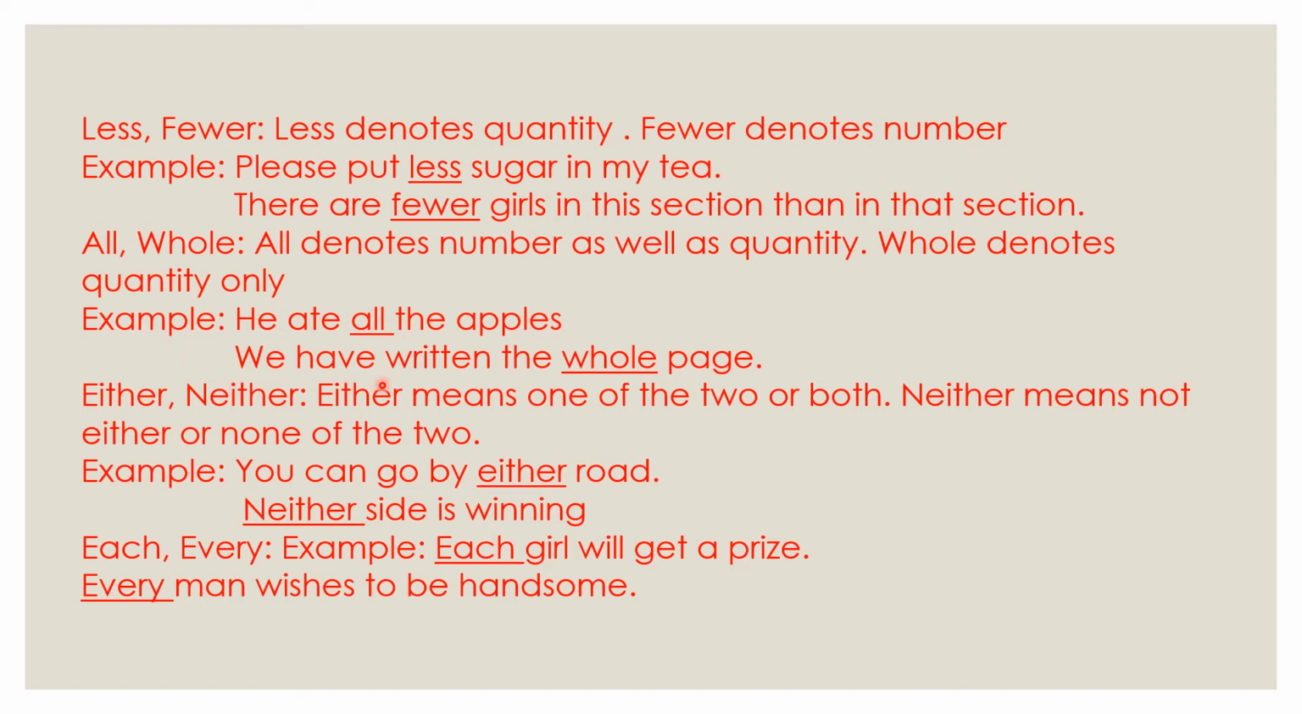Either, neither. Either means one of the two or both. Example, you can go by either road. Neither means not either or none of the two. Example, neither side is winning. Each, every. Example, each girl will get a prize. So each is the determiner. Every man wishes to be handsome. So every is the determiner.